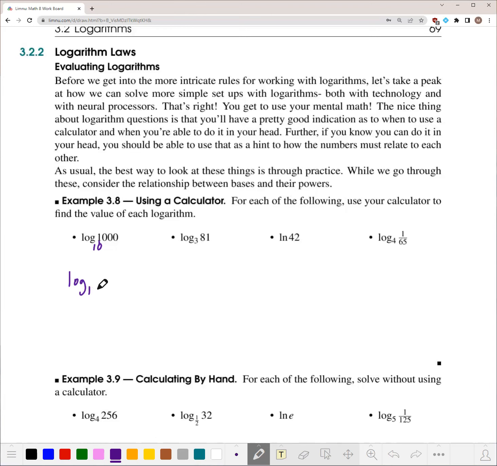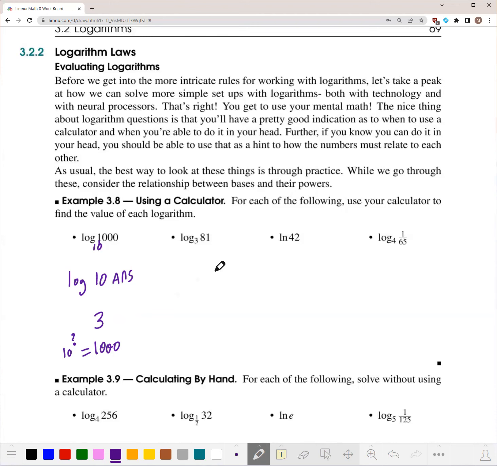So all we have to do is type in log and then 10 and then hit enter, and that'll give us the answer to this. If you type that in and try it out, you should get 3. And that kind of makes sense, right? If we have 10 to the power of something equals 1,000, well, it's got to equal 3.